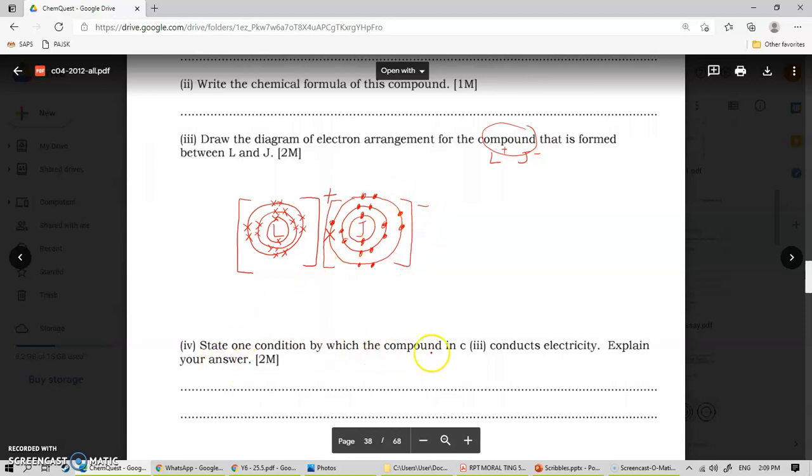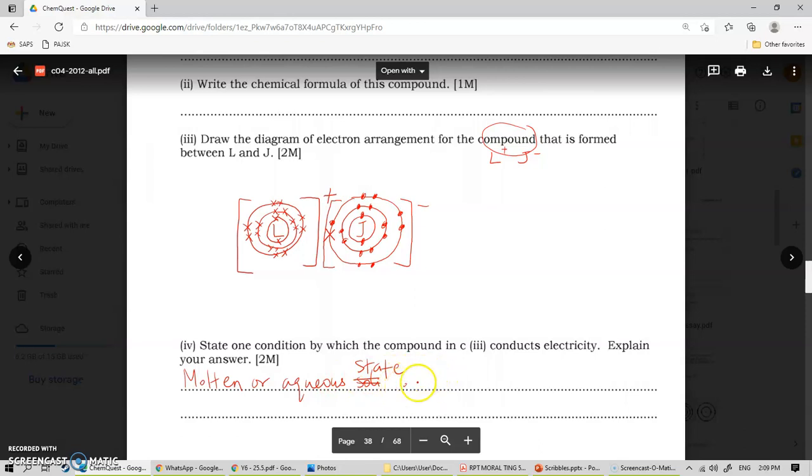Now, state one condition by which the compound conducts electricity. So this compound is an ionic compound. This ionic compound can only conduct electricity when it is in molten or aqueous state. If it is a solid, it cannot conduct electricity. Molten means the solid, you heat it up and it melts. Aqueous means you add water to the solid and you dissolve it. So it can only conduct electricity in molten or aqueous state.